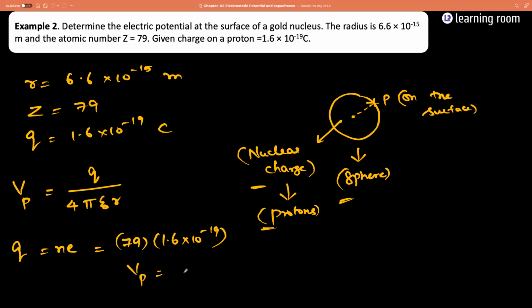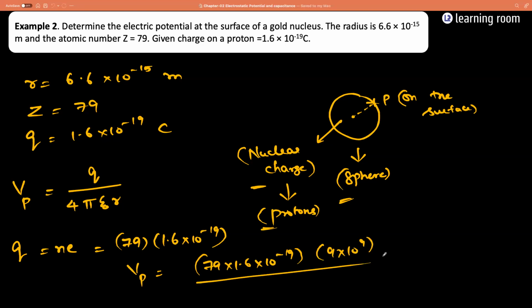So what is going to be the potential here? That is 79 into 1.6 into 10 power minus 19 into 9 into 10 power 9 divided by R. What is the value of R? It is 6.6 into 10 power minus 15. Is this point clear to everyone? Did you understand how to calculate the potential due to a sphere? Yes, sir. So it will come out to be a certain value, and this calculation part I'm leaving it to you.